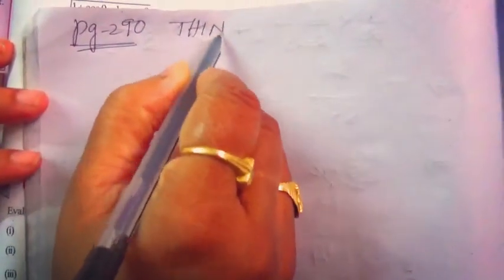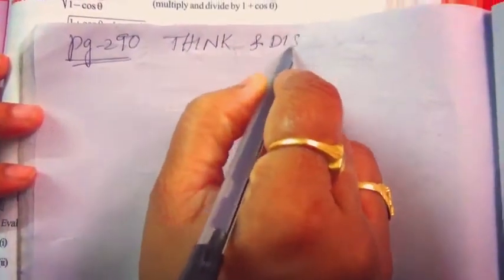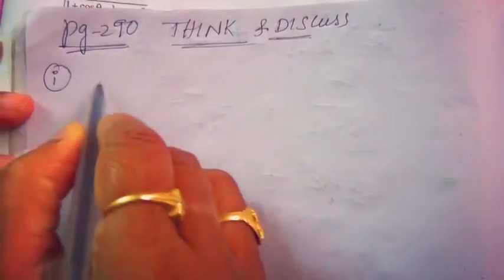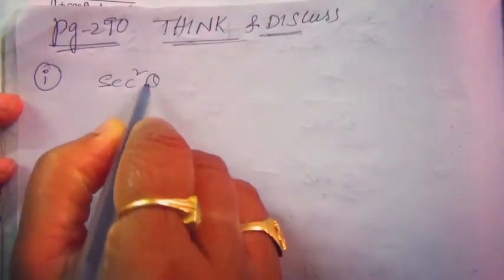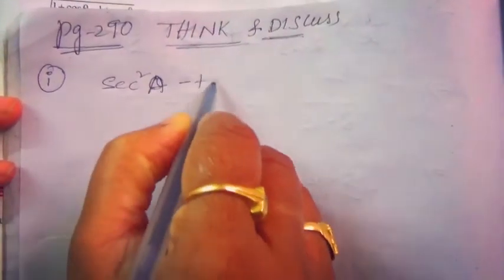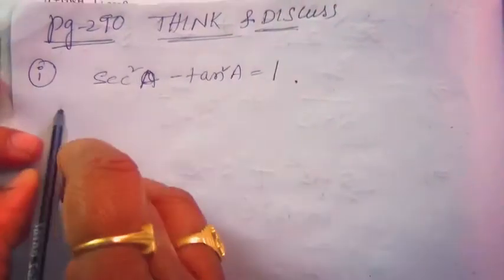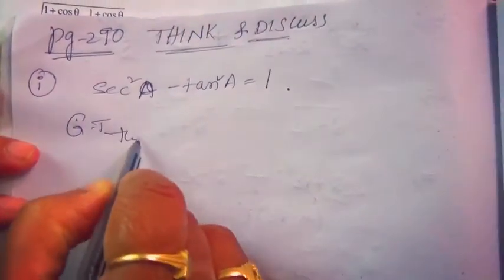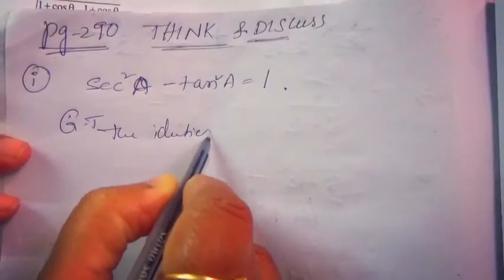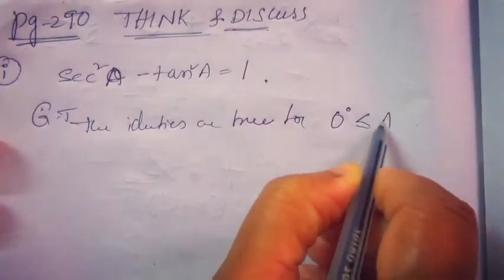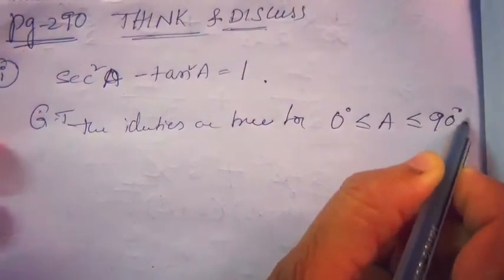On page number 290, think and discuss. The first condition is secant square a minus tan square a is equal to 1. We have to prove that, given that the identities are true for 0 degrees is less than or equal to a is less than or equal to 90 degrees.